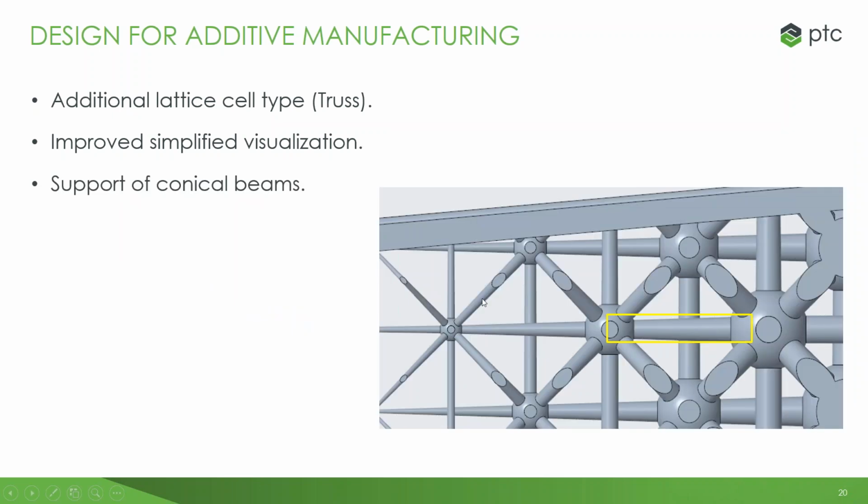We've also provided support for conical beams as well. So that's going to make your lattice features look much more streamlined, and that's going to save you some material when need be. And this paired with Creo Simulate is going to be great because you're going to be able to really optimize all of the 3D printing capabilities and lattice features combined.